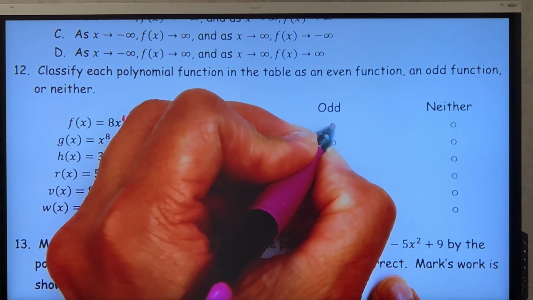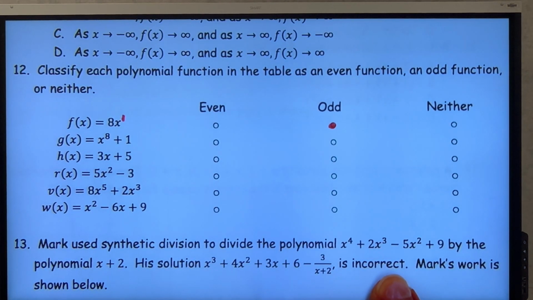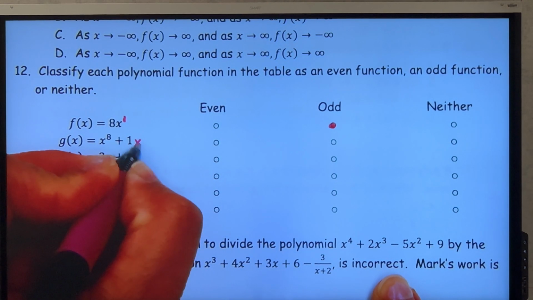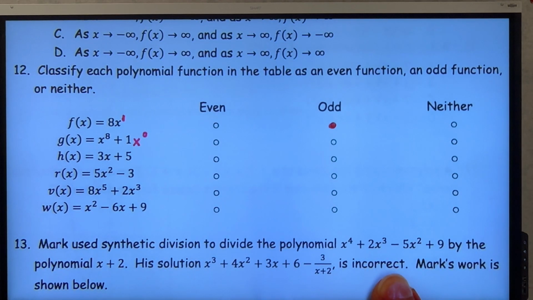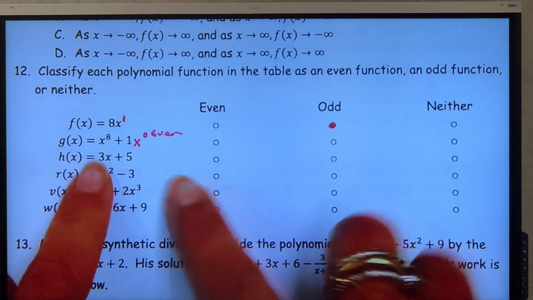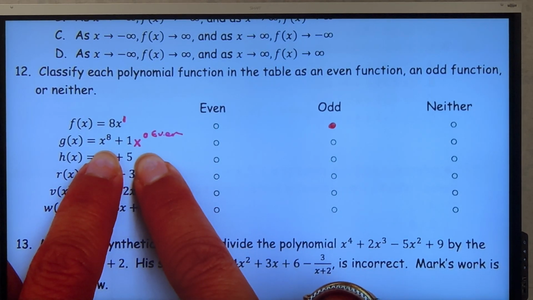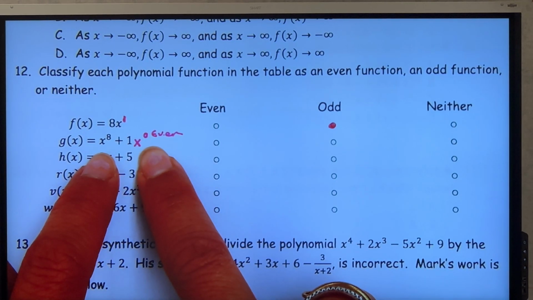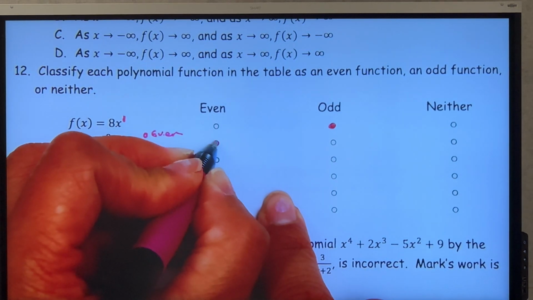So that one's odd. G of x, we have x to the 8th. 8 is an even power. And we have a plus 1. Remember, a constant has an x to the 0 power on it, and 0 is an even number. So both of these terms have an even degree. So because all terms have even degrees, this is an even function.